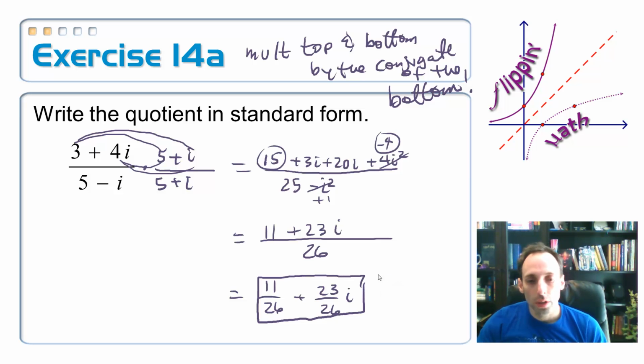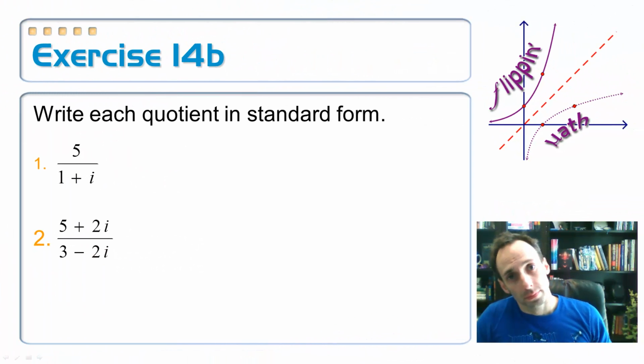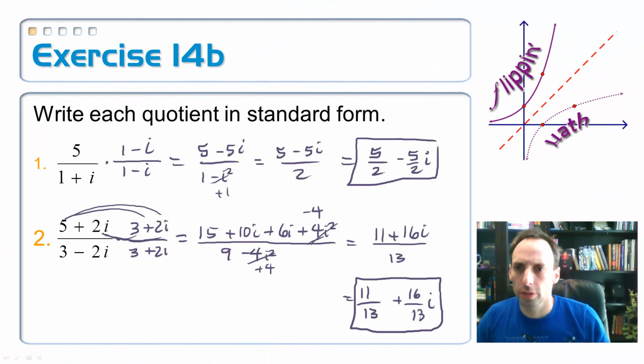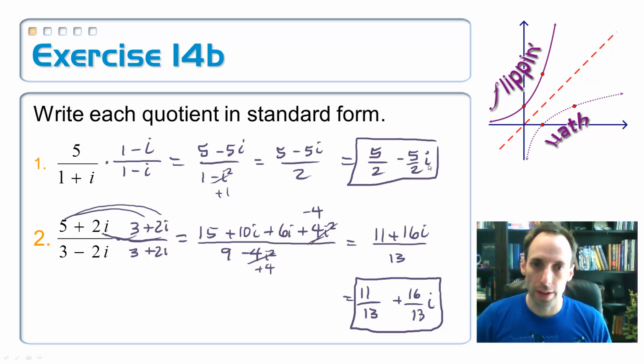Okay, one more. You try it yourself. By one more, I mean 2. So pause. Here's your answers. Okay, remember, whenever you are dividing with complex numbers, you're multiplying by a conjugate of the bottom, and on the top and the bottom. So number 1, 5 halves minus 5 halves i.